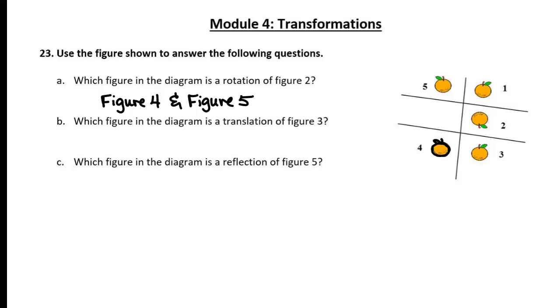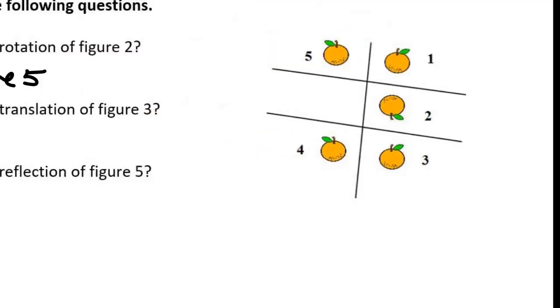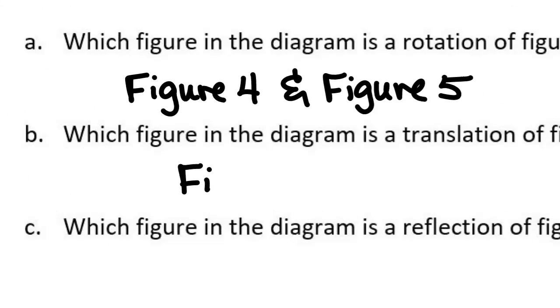Which figure in the diagram is a translation of figure 3? So figure 3, get this off of here. Which one is a translation? Figure 1. Or translation is a slide. Up and down or left and right.